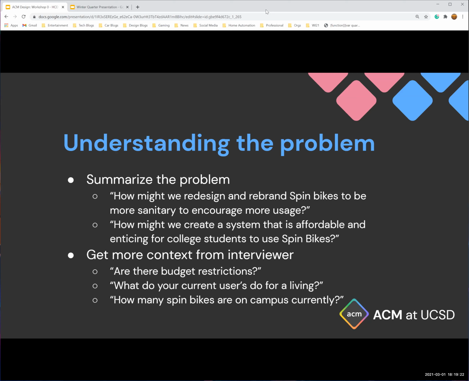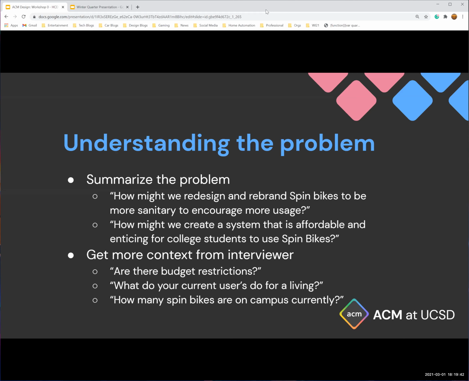Or how might we create a system that is affordable and enticing for college students to use spin bikes? So alternatively, or in addition to, you can also get more context from the interviewer. And I think this is something that people can forget about. So you might be able to ask them, are there any particular constraints? And there's a couple of those listed there.